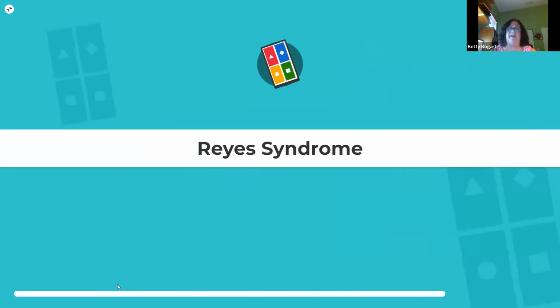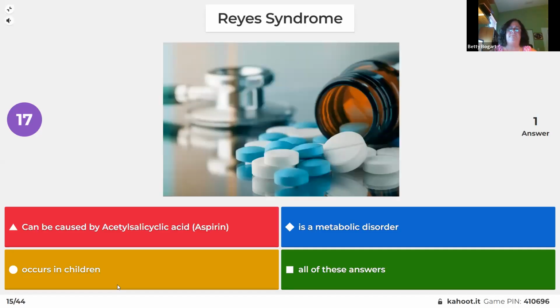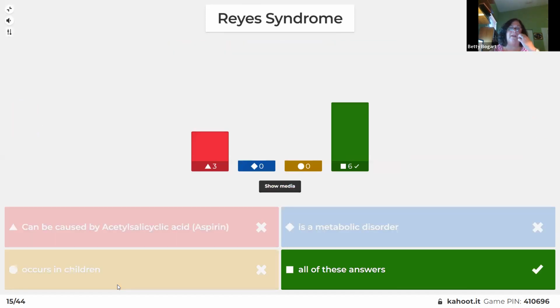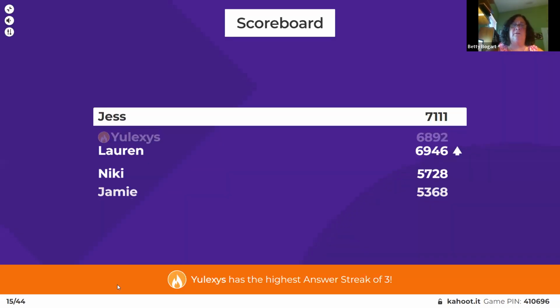Reye's syndrome, what's that? So it is caused by aspirin. It's a metabolic disorder we don't know about until they take the aspirin, and it is in children. This is why we don't give any aspirin products to children unless they have Kawasaki disease. That's the only time we'll use aspirin with children.